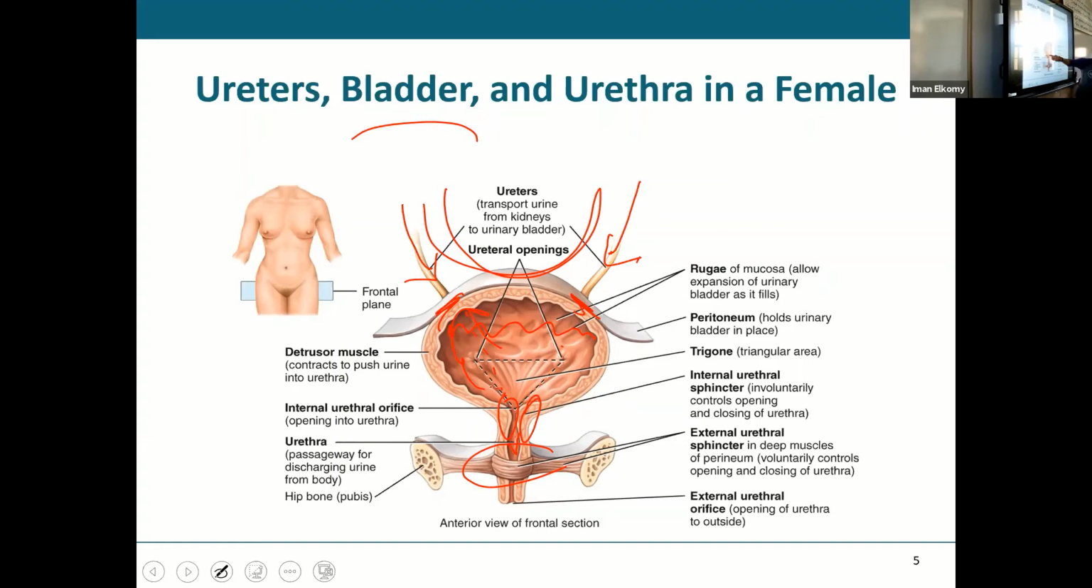So it fills, that stretches these walls, closes those openings, and then opens that internal sphincter. It goes down here. That's where you can voluntarily hold it until you can voluntarily release your external sphincter. Okay? And that is something that is developed as a child. This is why you have to go through potty training with your kids, and it does take time because this is a muscle that has to be trained. You do have to train a person to be able to voluntarily control it. Okay.